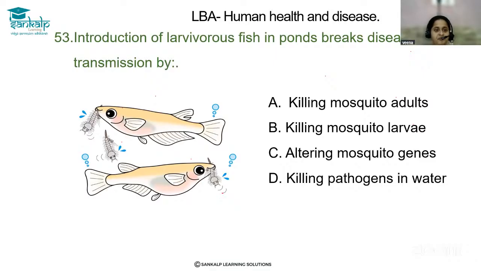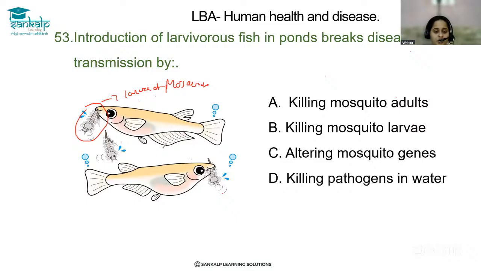Let's solve question 53. Introduction of larvivorous fish in ponds breaks disease transmission by. So, dear student, if you observe in the image, these are larvivorous fishes which look like a larva, and these are feeding on the mosquitoes, right? Here these are going to feed on the larvae of the mosquitoes. Larvae of mosquitoes, so that's how it is.